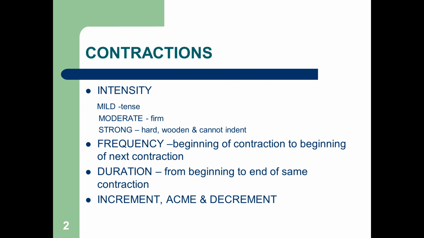So let's look at contractions, okay? We've learned about contractions in the past, so we look at intensity. Are they mild? Are they moderate? Are they strong? And when you're talking about a strong contraction, that means your abdomen is very hard. It's wooden-like. You can't indent it with your finger by any means, okay?